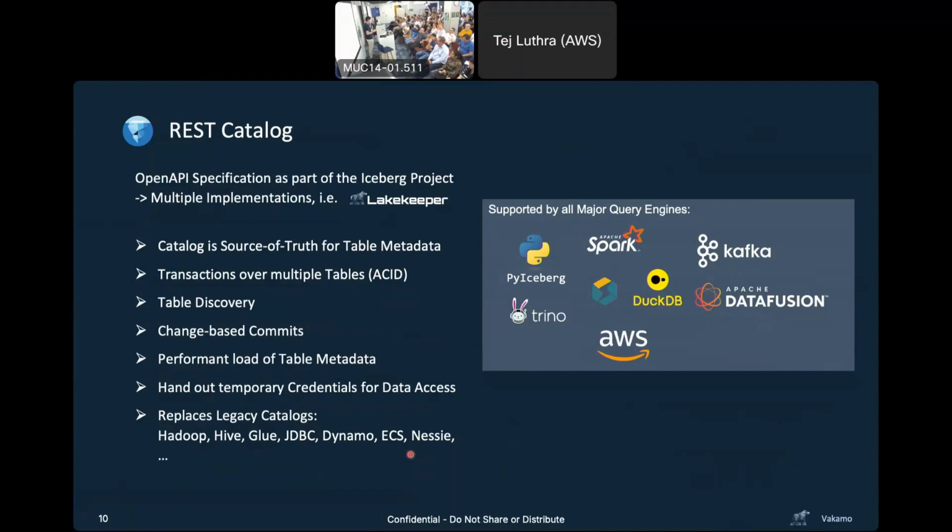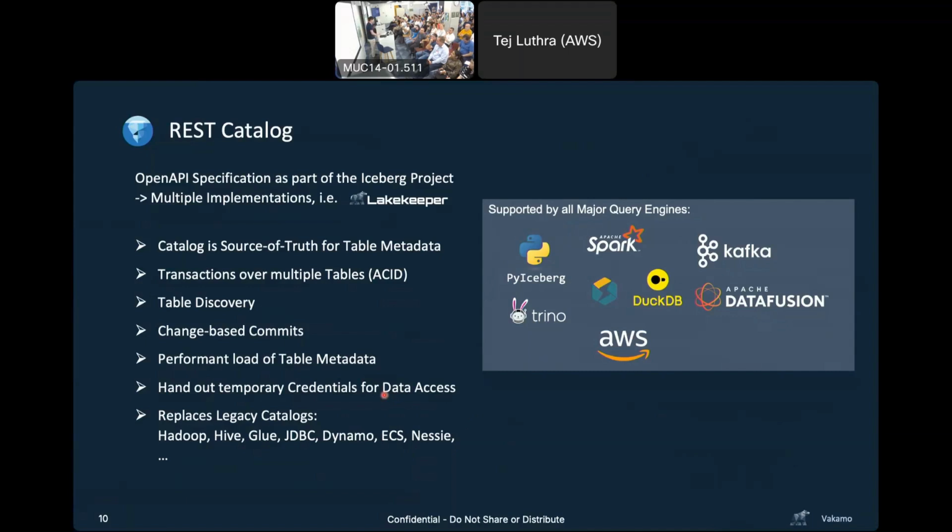As part of the Iceberg project, we don't have an official implementation of this catalog, right? So Iceberg just is a specification, and then we have different implementations out there who implement this standard. And we're one of them. So Lakekeeper is one possible implementation out there that implements this.